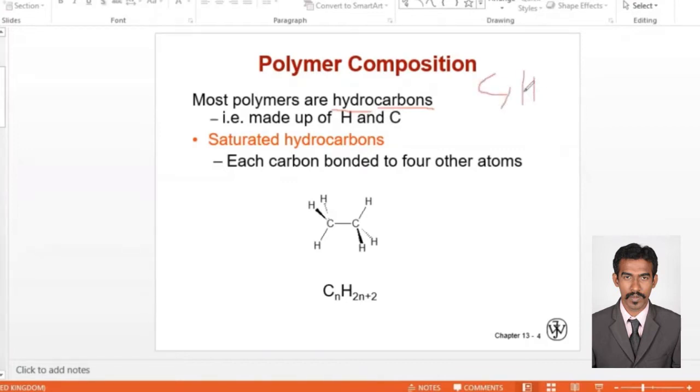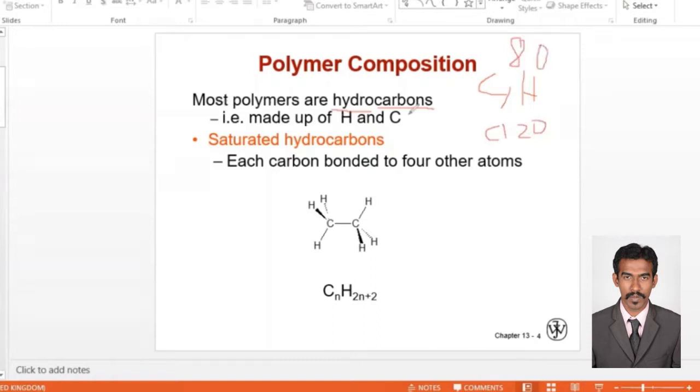If you want to express it as a percentage, say for example you have PVC, polyvinyl chloride. In that you have chlorine, hydrogen, and carbon. If you separate it based on percentage, you will find that chlorine is around 20%, but hydrogen and carbon are the 80%.